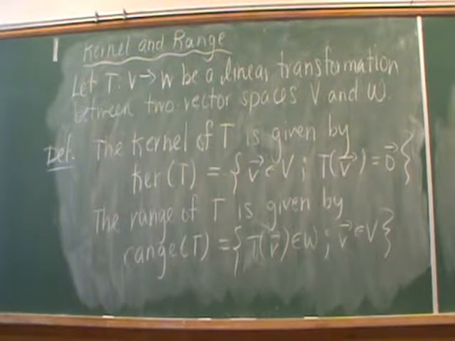And the second set is called the range of T, and it's the set of all of the vectors in W that come from a vector in V.